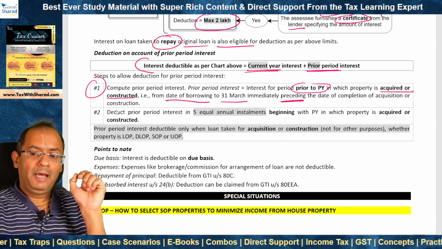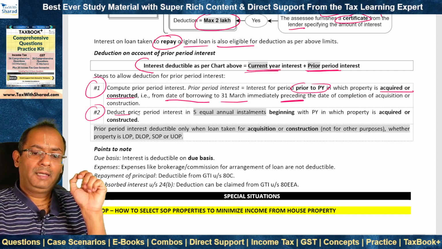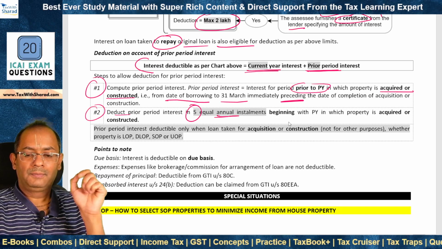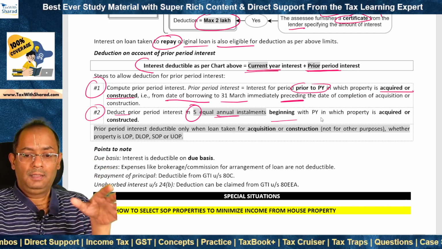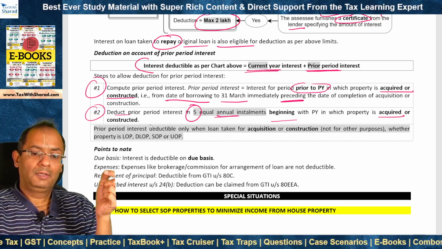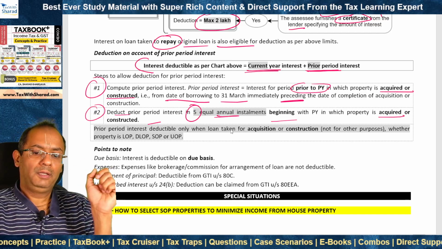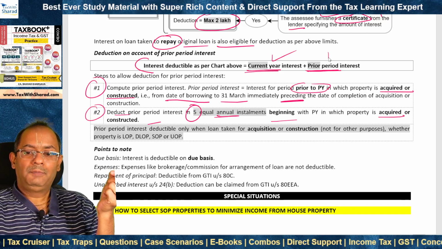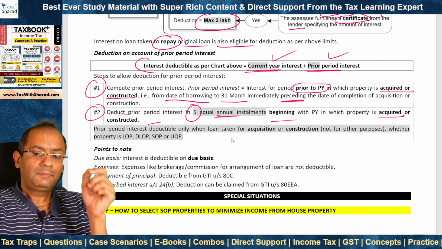That is the prior period interest. And then we deduct this prior period interest in 5 equal annual installments. The first year of deduction is the previous year in which property is acquired or constructed, and 4 subsequent years. So ultimately, we deduct not only the current year's interest but also the prior period interest.